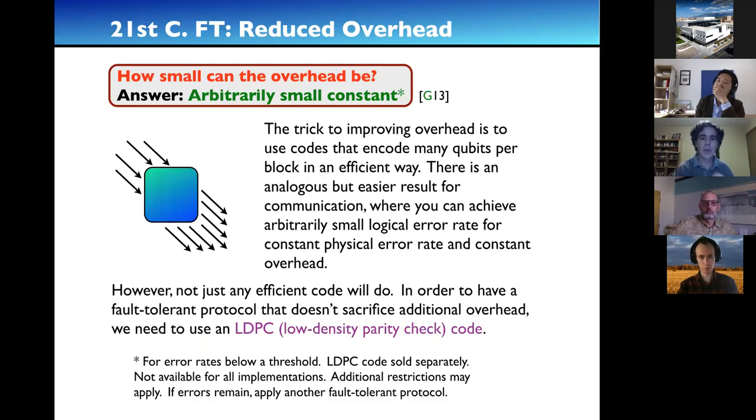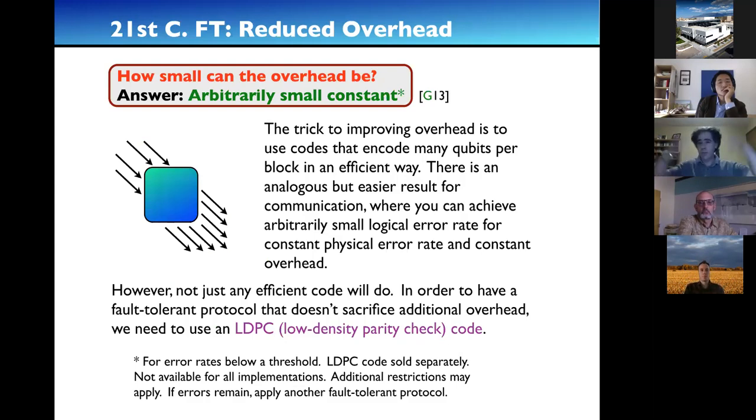Okay. So another topic of 21st century fault tolerance is reducing the overhead. Now, I talked already about reducing the number of qubits you need for magic state distillation or using other gates. But nevertheless, even if you can get rid of magic state distillation, the surface code, while it's efficient in principle, is not that efficient in practice, right? You still, in best case, are going to need hundreds of physical qubits for every logical qubit.